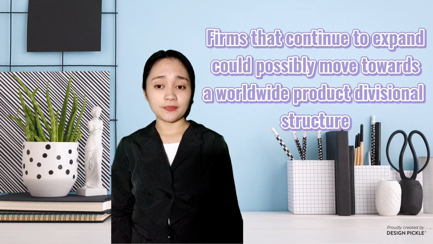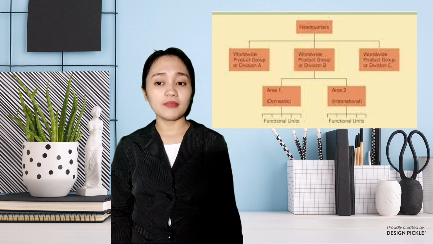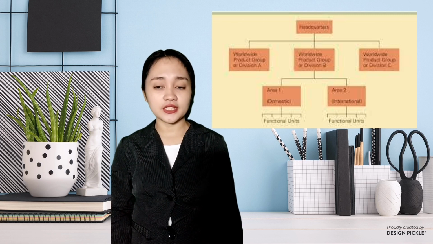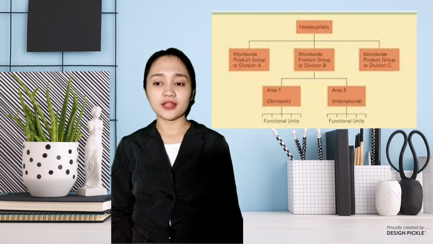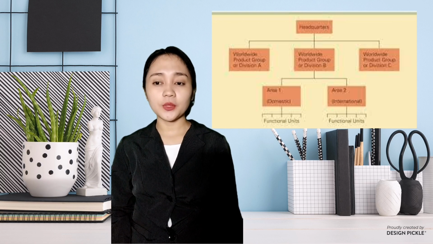Firms that continue to expand could possibly move towards a worldwide product divisional structure. This structure is adopted by firms that are reasonably diversified and originally had domestic structures based on product divisions. It allows for global coordination of the value creation of each product division. It does not allow for local responsiveness, and it facilitates the transfer of core competencies. It also helps with location and experience curve economies.